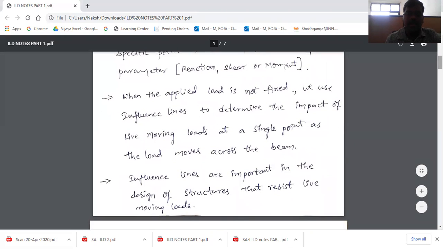Influence lines are important in the design of structures that resist live moving loads. So in the design of a building, which comes in the design of reinforced concrete structures, only dead loads are considered. So what about the live loads which are moving on the structure like a beam or slab? The influence line diagram plays a major role in that. So the construction of influence lines is very important for designing structures which resist live moving loads.